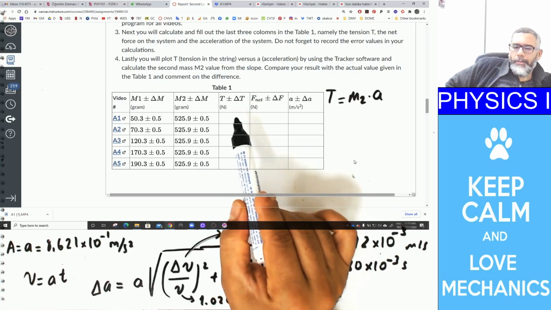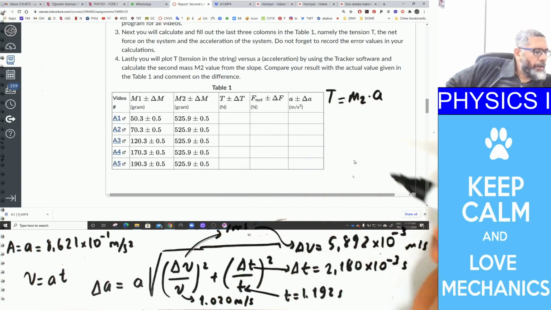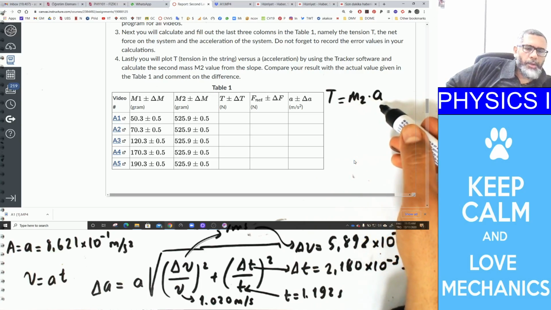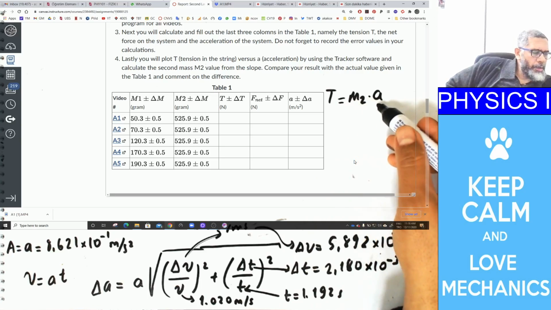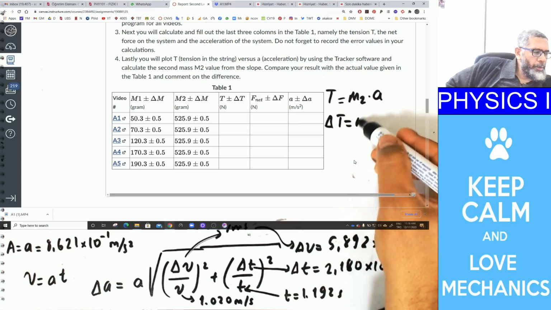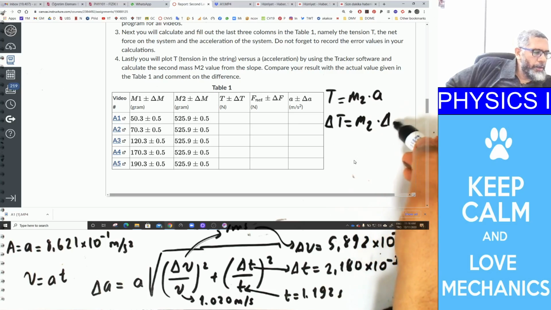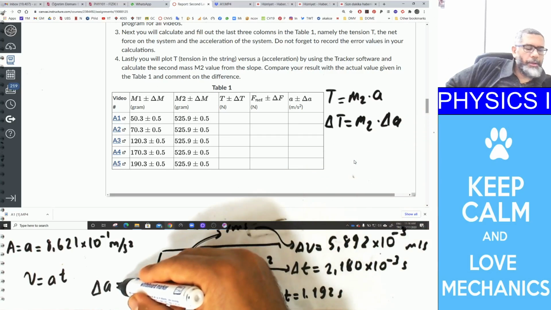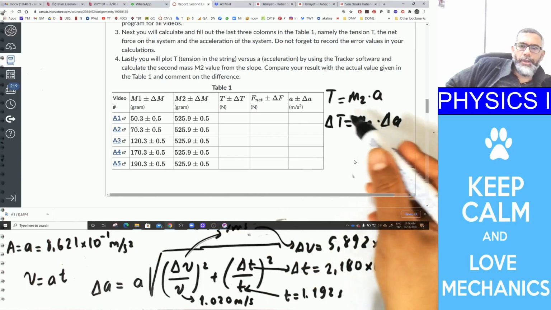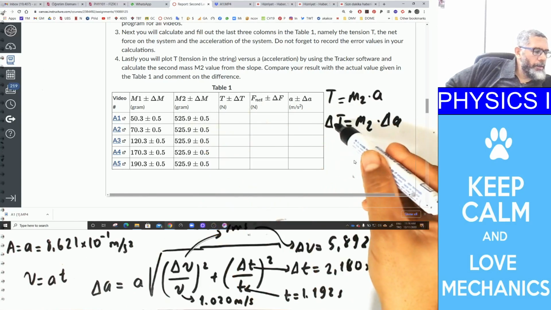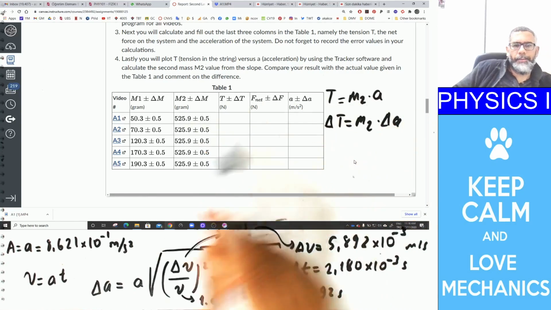Well, for delta T, thinking that the only source of uncertainty for T is the uncertainty for A, delta T is going to be just M2 multiplied by delta A. And you know what? Delta A is already calculated from here. Put this value over here. M2 is just 525.9 grams. And that's it. This is going to be delta T.